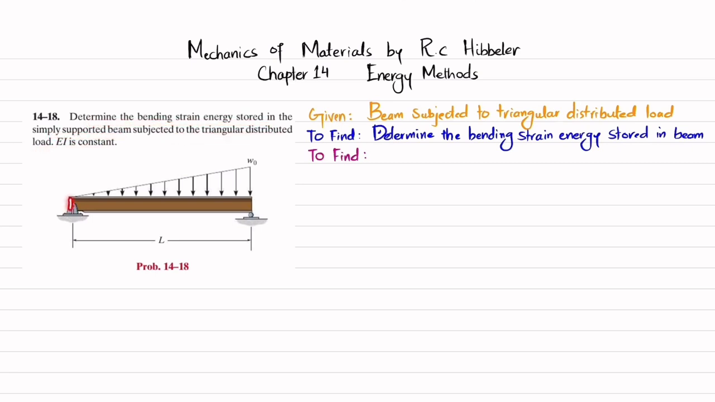EI is constant. So you can see this is a simply supported beam having a triangular distributed load. The magnitude here is W0 and here the magnitude is 0. So you have to find the bending strain energy stored in the beam. So let's start with the solution.